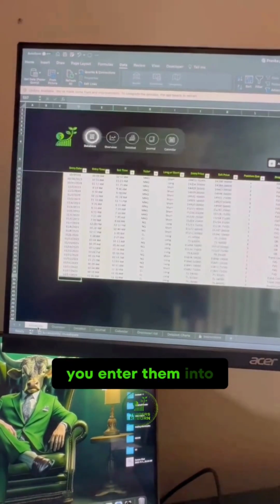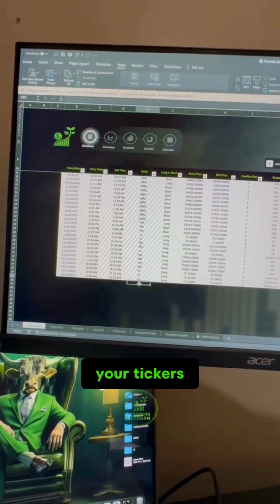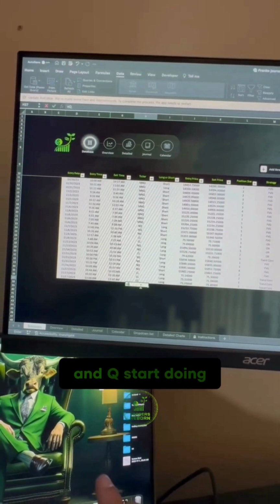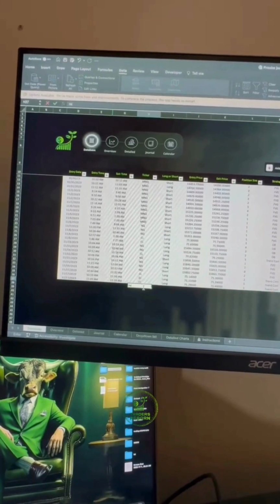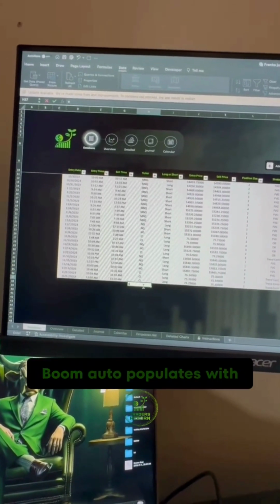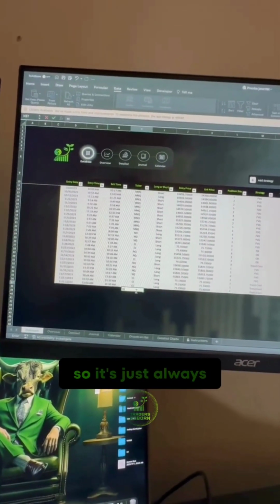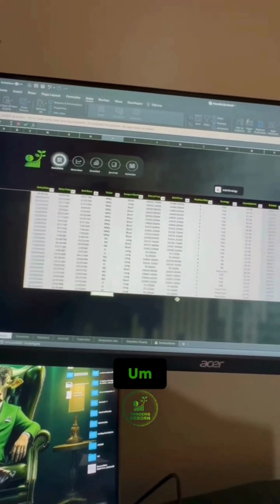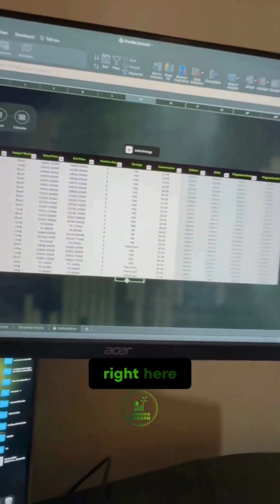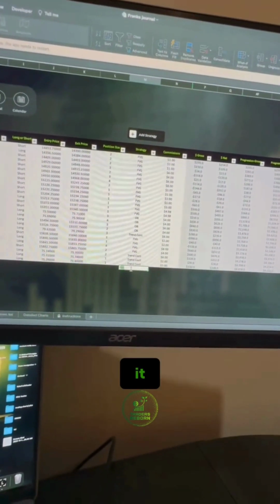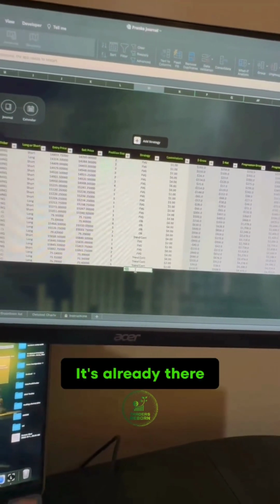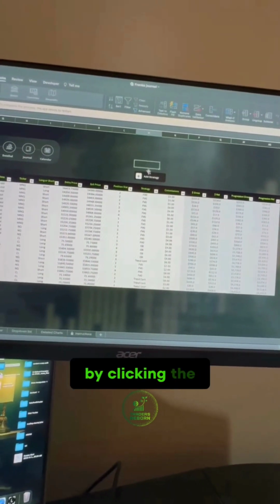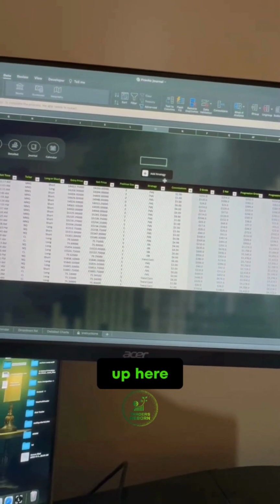That way, when you enter them into your database, your tickers are already there. You start typing it, boom, auto-populates NQ. Start doing it, boom, auto-populates with ES for you. So it's just always there, so you don't have to worry about it. You put your strategies right here, so that way when you do type it, it just auto-populates, it's already there. You can also access that list through your database by clicking the add strategy area up here.